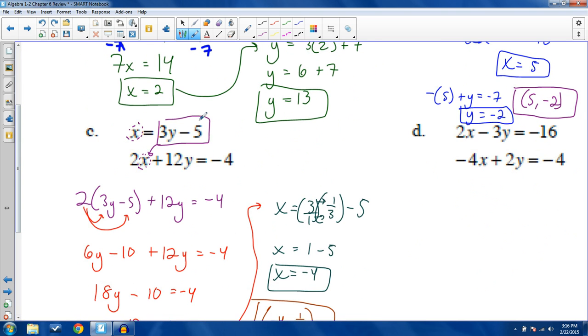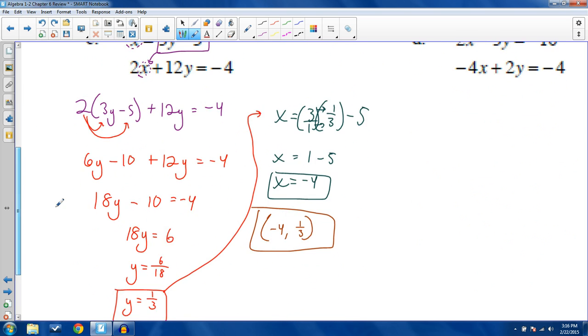When I substituted 3y minus 5, I wrapped it in parentheses because I have to multiply 2 by everything, not just by the 3y. And finally, once again, the 1/3. This really helps with a fraction example. You don't want to accidentally write it as 3 1/3. You want to multiply 3 by 1/3.